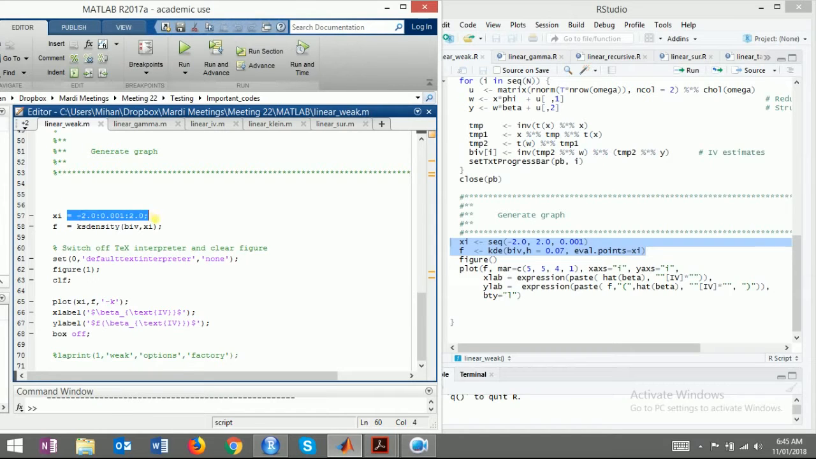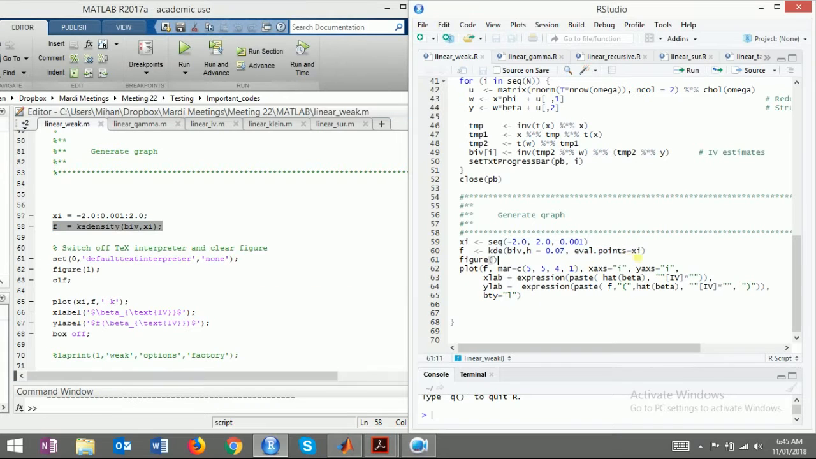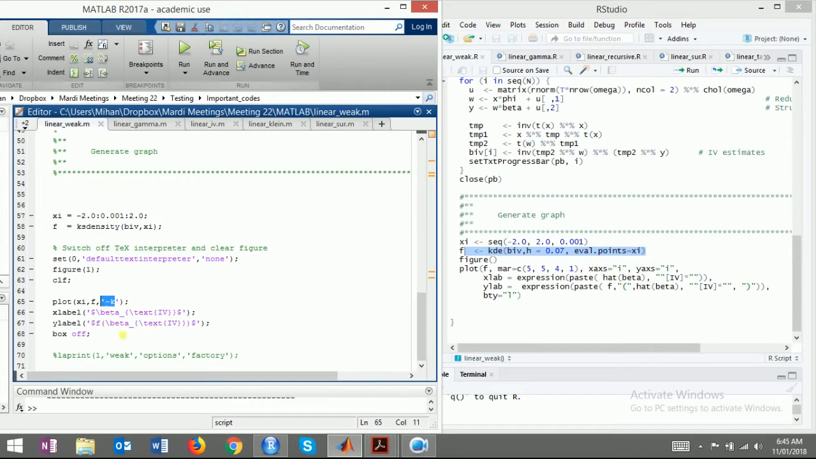Xi is a range and we are plotting the density. The kernel density function is being plotted, that's all, nothing else. Here is also the same, kernel density plotting, and just black in black, label and box, these you can do yourself. This is the tweak we need to remember.